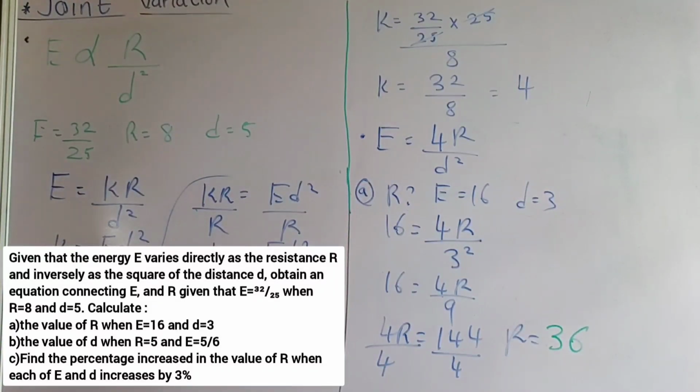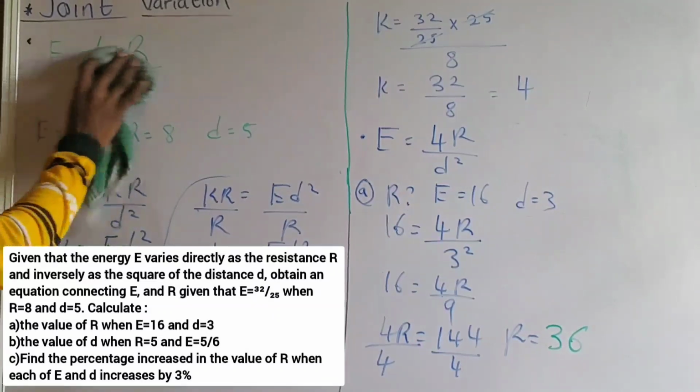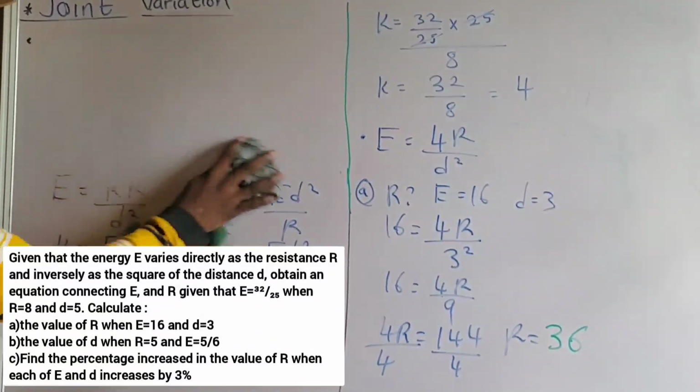Now we are asked to calculate the value of D. That's the second question now. Calculate the value of D when R equals 5 and E equals 5 over 6. Determine the value of D. Okay, let me erase this.